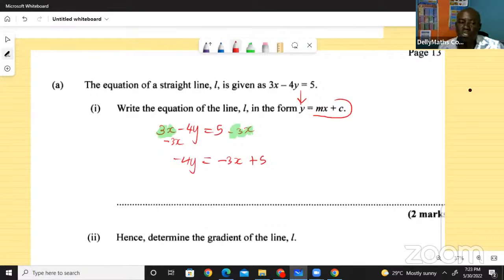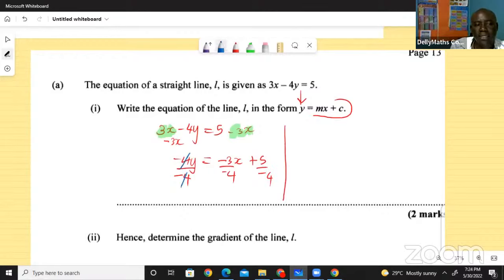Remember now, I need the y to be alone. The y is still not alone. There is a negative 4 multiplying. So what I want to do now is to divide both sides by negative 4. Everything will be divided by negative 4, every single thing. Let me draw a line here. The negative 4 here cancels itself, so I'm left with a positive y by itself.